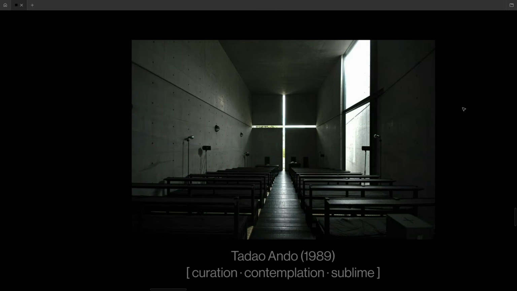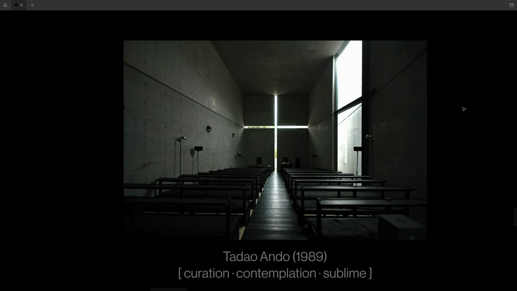Tadao Ando, legendary architect, curates the light, he limits the light in his spaces, in the architecture that he builds. He draws almost these pictures with the lights, and here we find, as the meaning in this work, a more curated approach, these contemplative spaces, calmness, sublime experiences, these sorts of things.